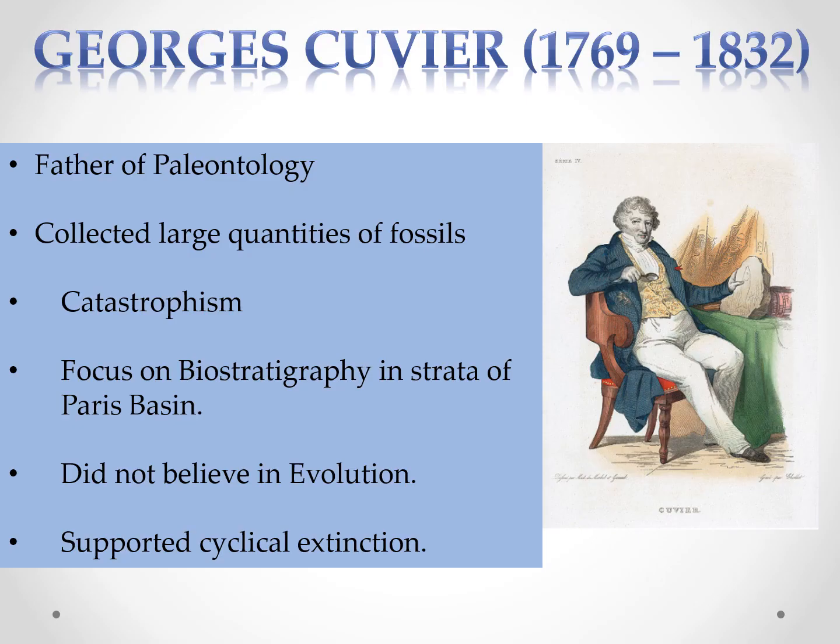We also have Georges Cuvier a little bit later on, from 1769 to 1832. He's considered the father of modern paleontology, and he collected large quantities of fossils. He was actually one of the first to believe that fossils can be scientifically examined. He believed in the notion of catastrophism, and we talked about that a few slides ago, that these great catastrophic events were really what was responsible for these large-scale changes in the Earth as well as species over time. He focused on biostratigraphy in the strata of the Parisian Basin, initially looking at fish, and he did not believe in evolution via natural selection.